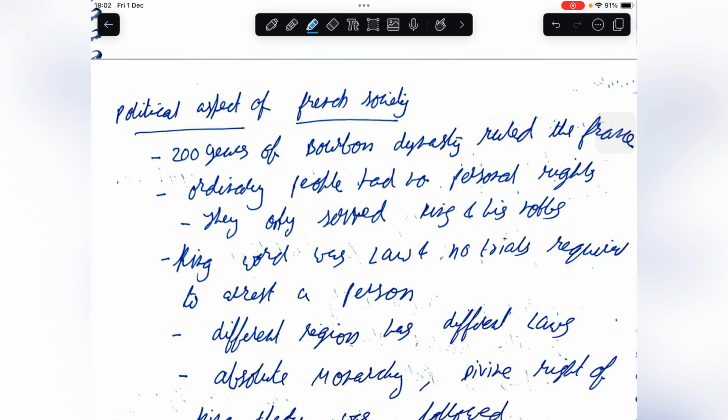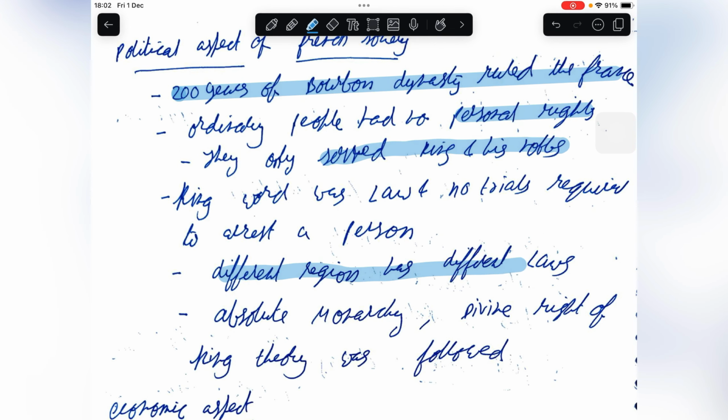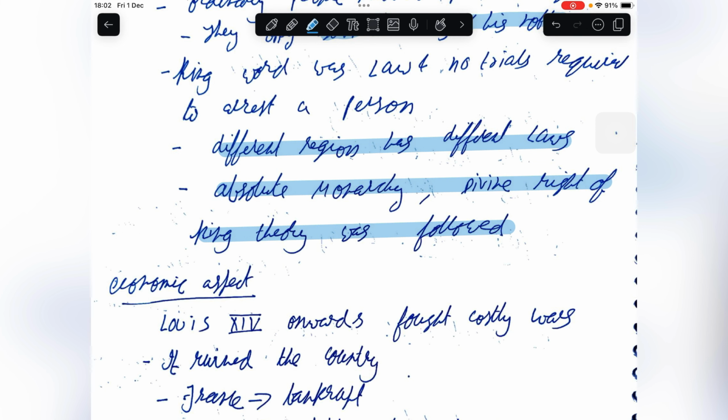Now the political aspect. 200 years of the Bourbon dynasty ruled France. Ordinary people had no personal rights. They only served the king and his nobles. The king's word was law, and no trials were required to arrest a person. Different regions had different laws. So people were fed up with this uncertainty, the different laws, and the king being absolute. Absolute monarchy and the divine right of kings theory were followed. I already talked about this, but we're diving deep here.